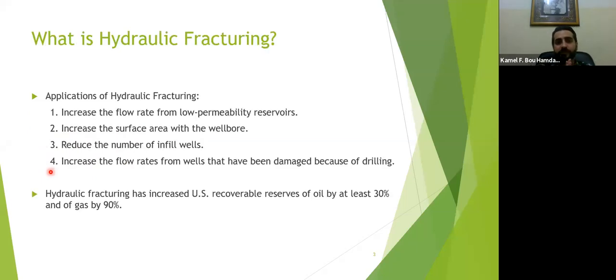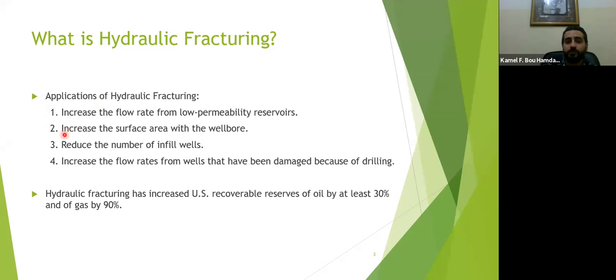So just a reminder, what's hydraulic fracturing? This is a method to break down the rock, or to create fractures within a rock, using high pumps of water or fluids. The applications for hydraulic fracturing can be divided as follows. We can use it to increase the flow rate if we have a low permeability reservoir. We can use it to increase the surface area which is in contact with the wellbore.